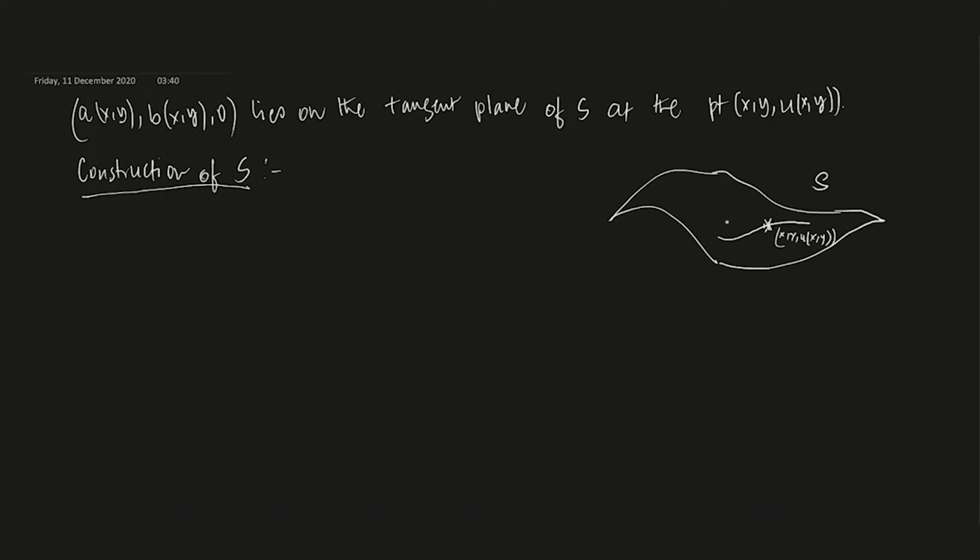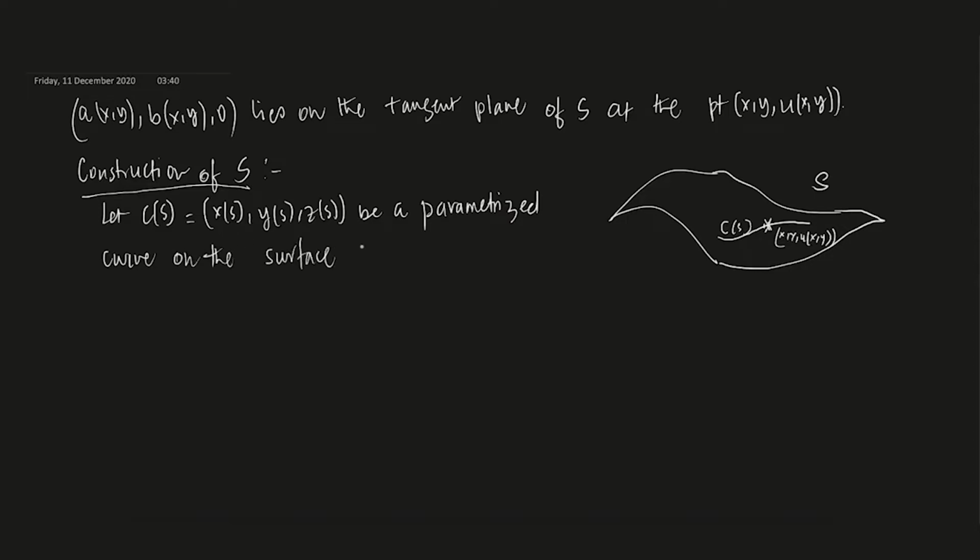So let's say this is C(s), some curve. Let C(s), which is given by (x(s), y(s), z(s)), be a parametrized curve on the surface S. So C(s) is a parameterized curve on the surface S, and obviously it passes through the point (x, y, u(x,y)). Clear?